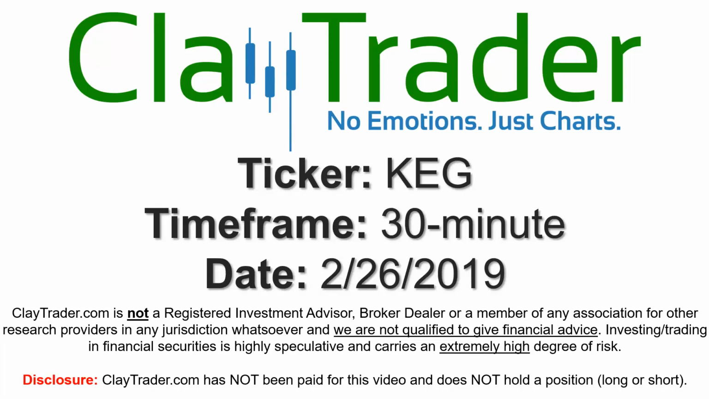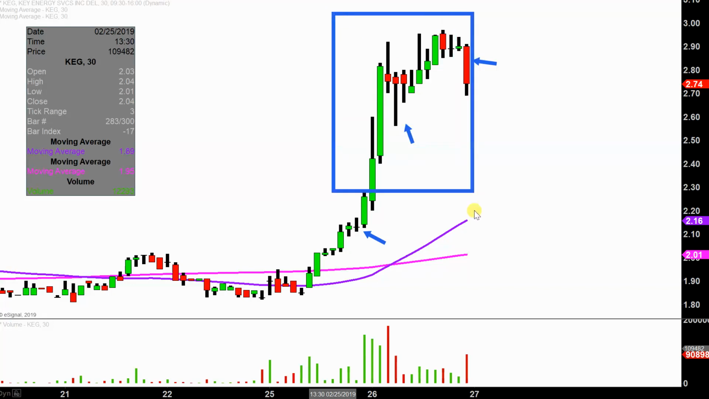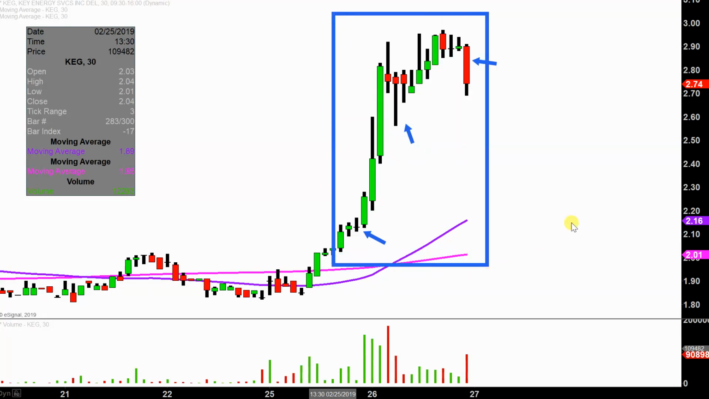We will take a look at the 30-minute time frame. Real quick, what do I mean by 30-minute here? Well, each one of these candlesticks on KEG represents 30 minutes. So while this may look like several days' worth of time, it's actually today's price action broken down into 30-minute time slices.